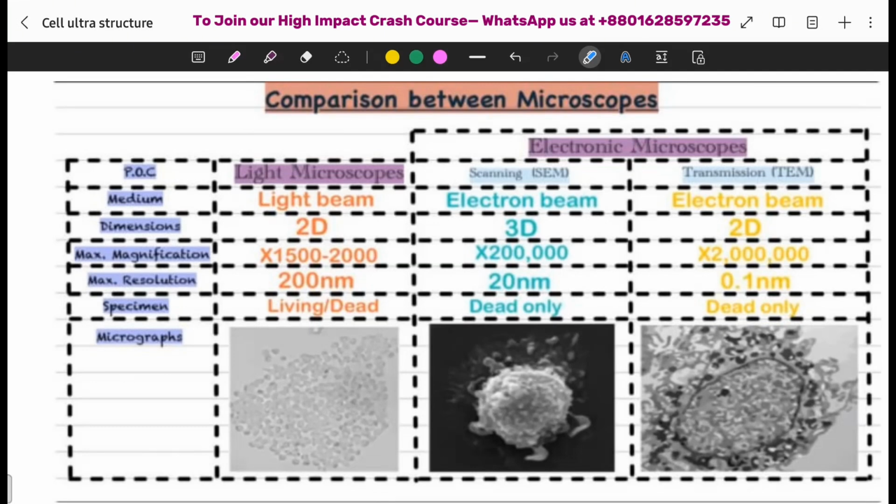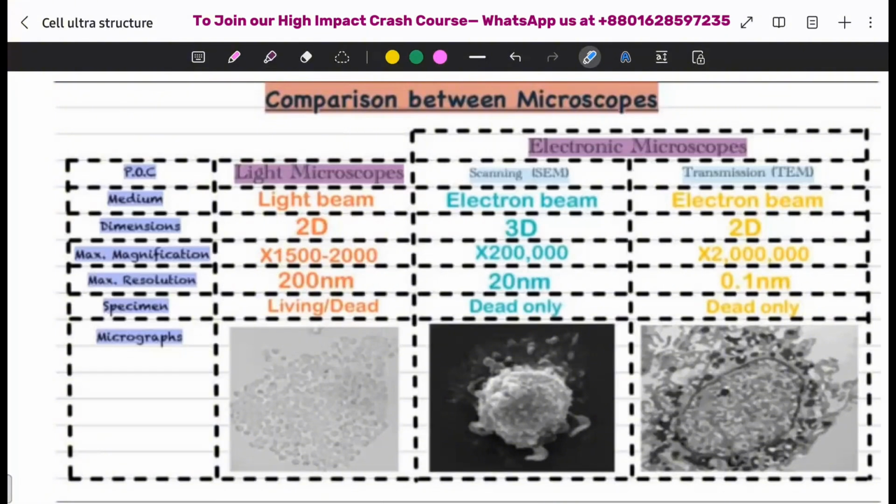And the magnification, that's the maximum magnification. For light, it's times 1500 to 2000. For scanning, it's 200,000. And for transmission, it's okay. So for resolution, for light microscope it's 200 nanometers, scanning 20 nanometers, transmission 0.1 nanometer.